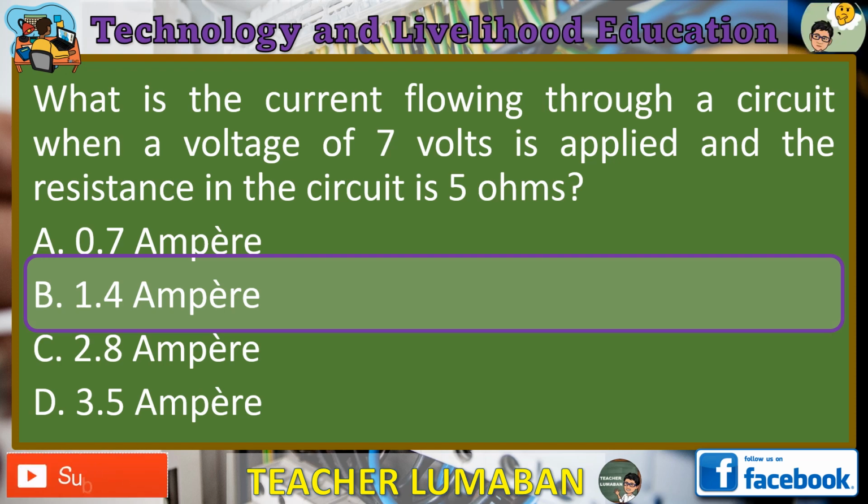Therefore, the correct answer is B, 1.4 ampere, as it represents the current flowing through the circuit based on the given voltage and resistance values.